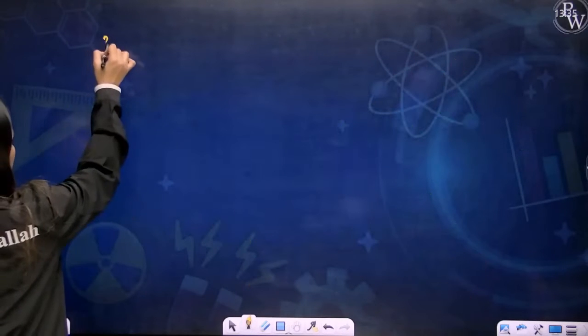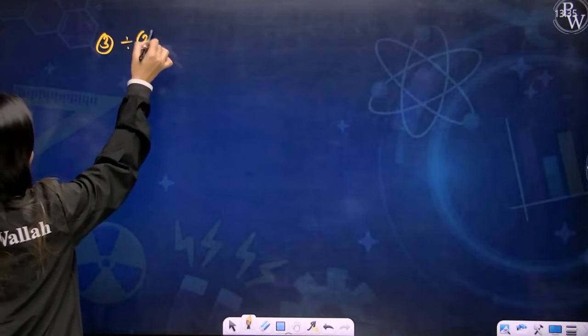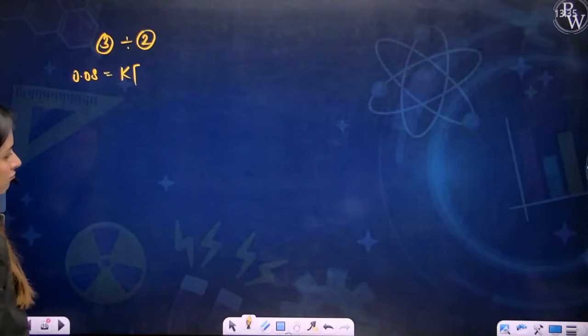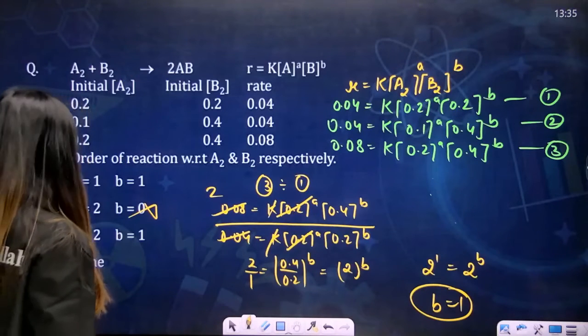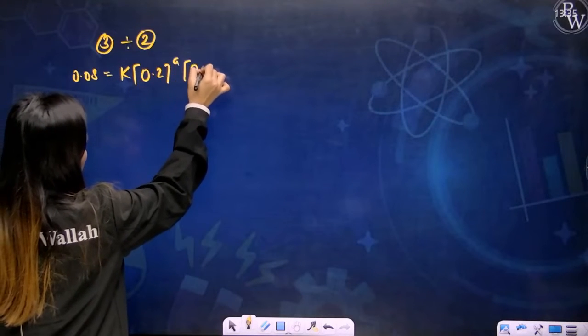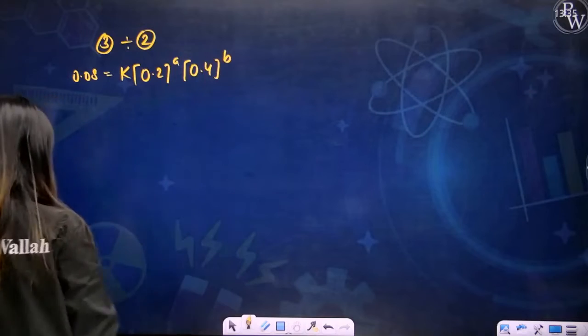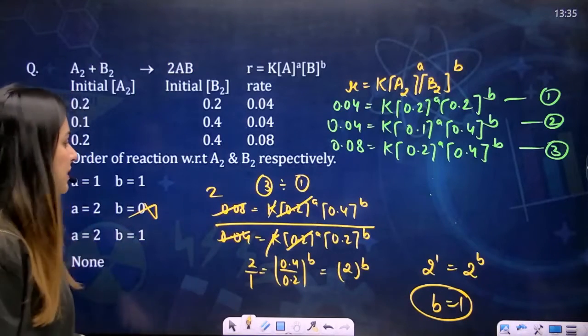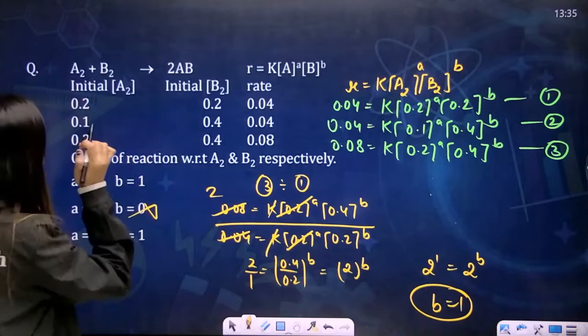So let's divide the third equation by the second. 0.08 equals K into 0.2 raised to A, and here it will be 0.4 raised to B. Is it 0.4 B? Yes, it is 0.4 B. Now let's divide it by the second, which is 0.1 and 0.4.